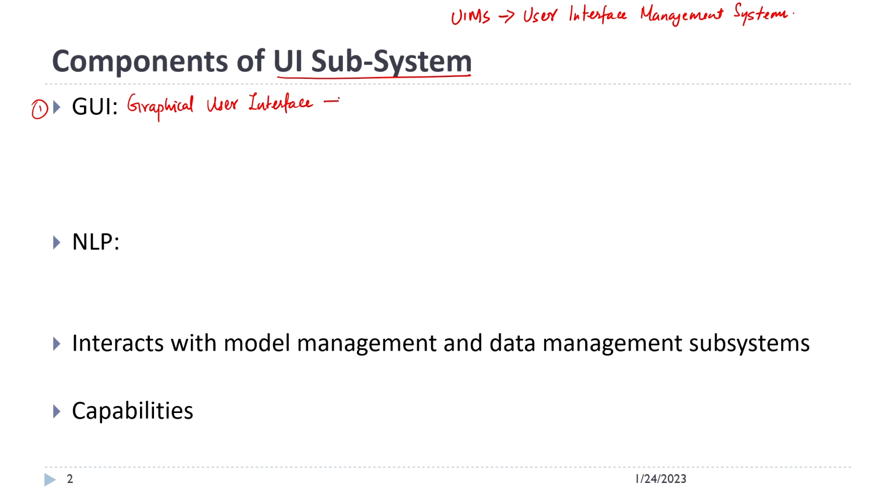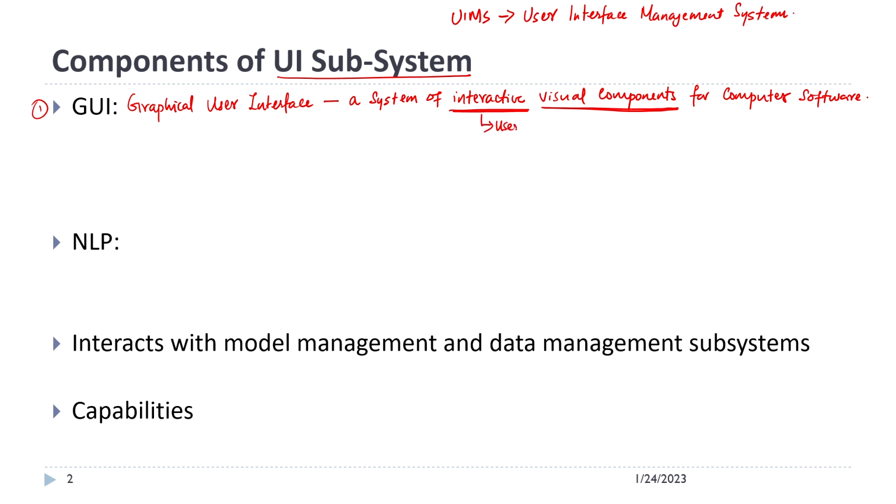And what is it actually? There are so many definitions available on this topic, but for this course, this is the definition that we are going to use. It is a system of interactive visual components for computer software. The main thing here is they are visual components, that is why it is graphical, and they are interactive. Interactive means the user can use it to interact with the computer system or the computer software.